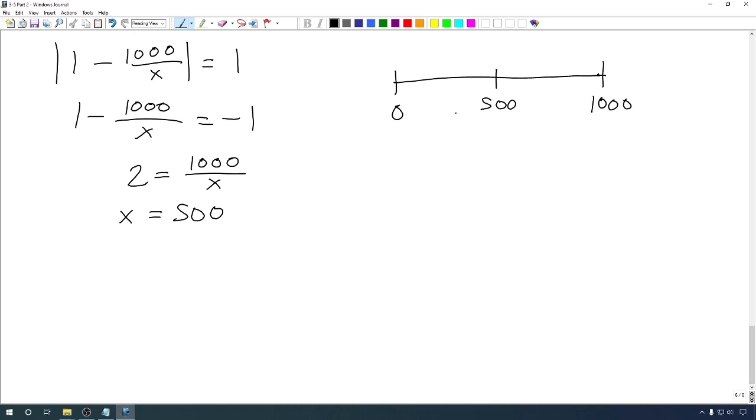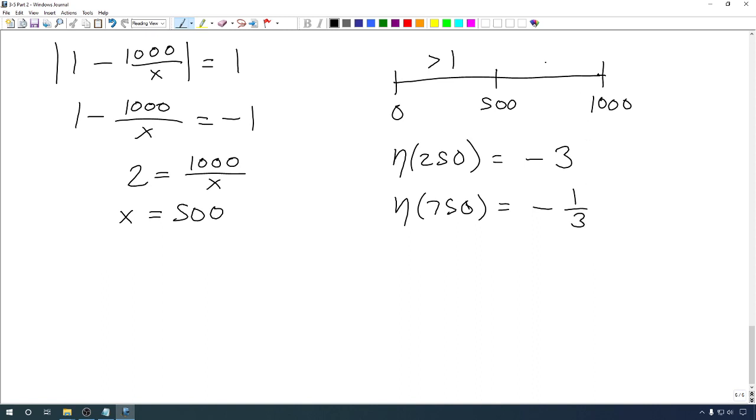We're going to take test points for each of these intervals. I'm going to look at eta of 250, and eta of 750. Those are nice numbers to put into these intervals. At 250, we end up with an eta of negative 3. The absolute value of negative 3 is greater than 1. So the absolute value of the elasticity of demand is always greater than 1 on this interval. For 750, I end up with a negative 1/3, so we always get an absolute value of the elasticity of demand that's less than 1 over here.